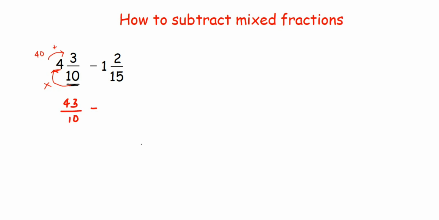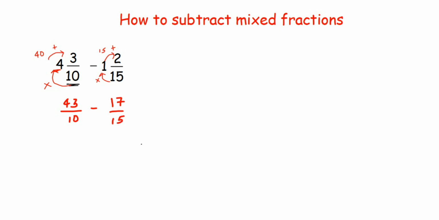Minus, the same thing for the next one. 15 times 1 is 15. First we multiply, now add this to the numerator. 15 plus 2 is 17. We get 17 over 15.